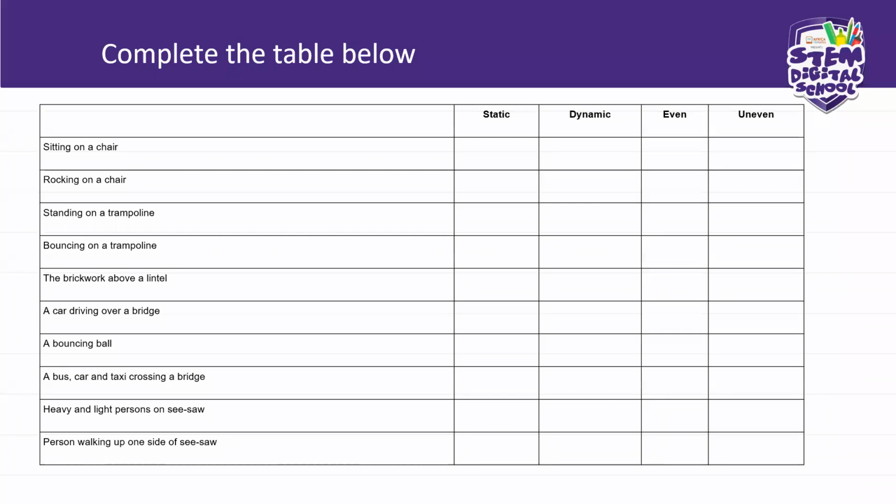If it was cars driving over a bridge, it would be even load because that would be a distribution of weight, of force over different parts of the structure that is a bridge. But if it's one car driving over a bridge, then that becomes an uneven load because the car exerts a force where it is at a particular time on that bridge.